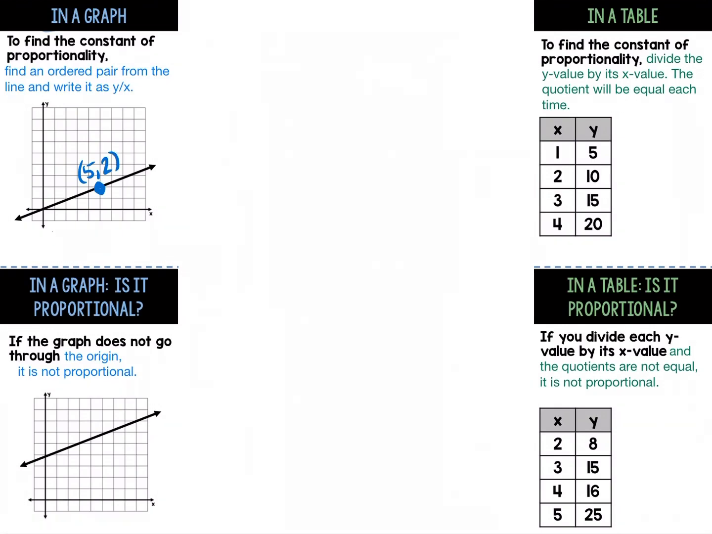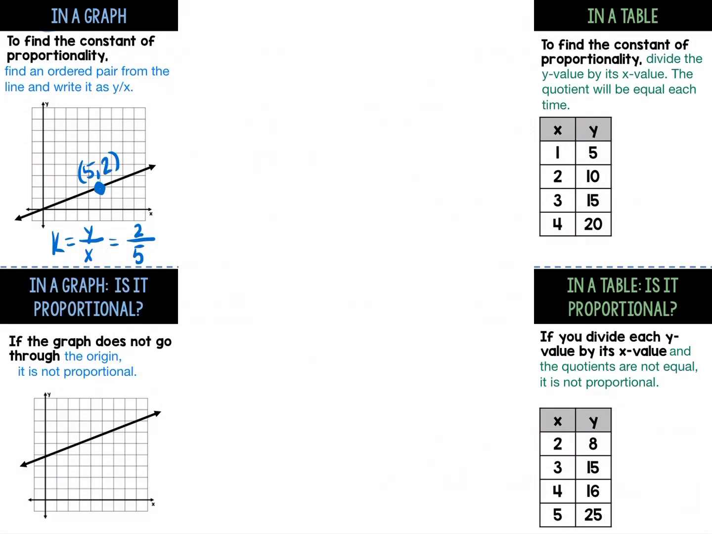To find k, remember, k is y over x. Our y value is 2 and our x value is 5. So our constant of proportionality is 2/5. Okay, and that's literally it. That's how you find it.